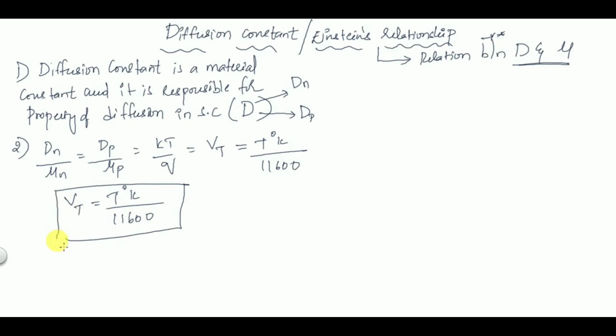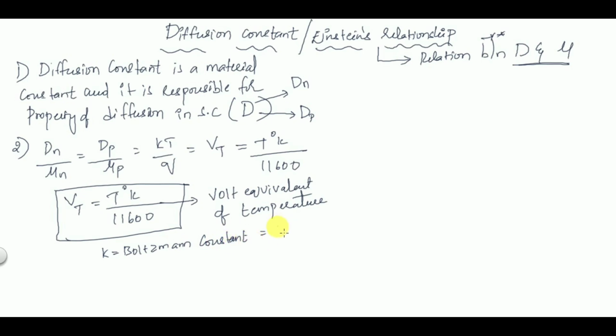This is very important. This Vt is called the volt equivalent of temperature, and k is the Boltzmann constant, which is given by 1.38 into 10 to the power of minus 23 joule per degree Kelvin. So how this voltage depends on temperature.